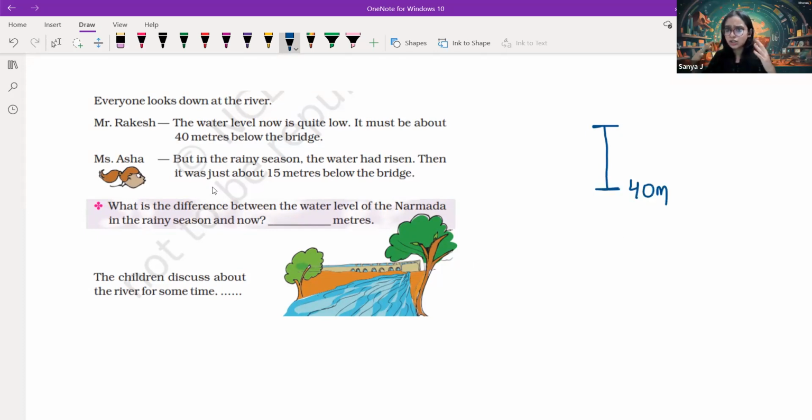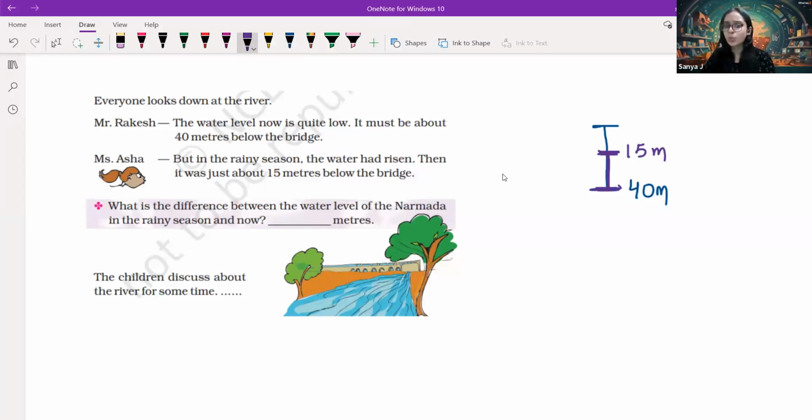Miss Asha says, but you know what? In rainy season, lots of water adds up in the river. So the water level might rise in rainy season. Then it was just about 15 meters below the bridge. Now we need to find what is the difference of water level of Narmada in rainy season and now. Okay, so we will find the difference.